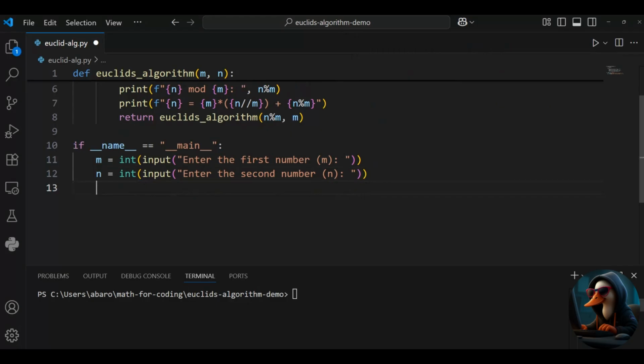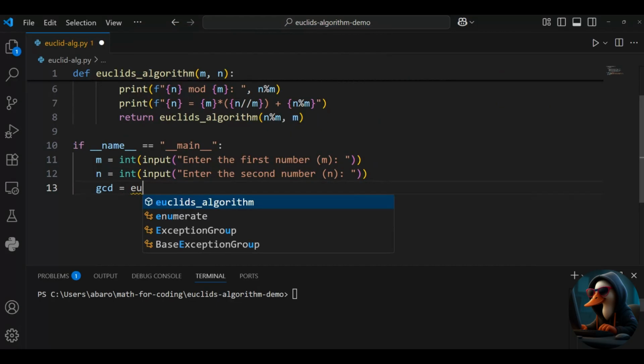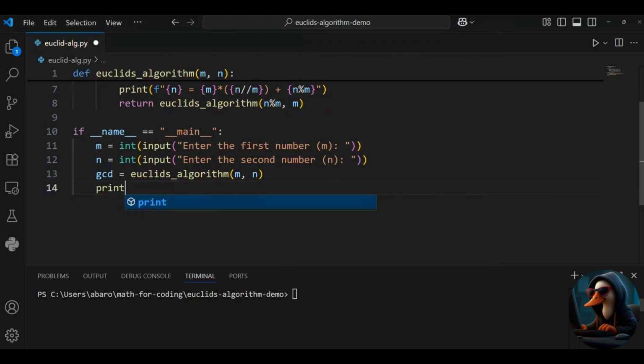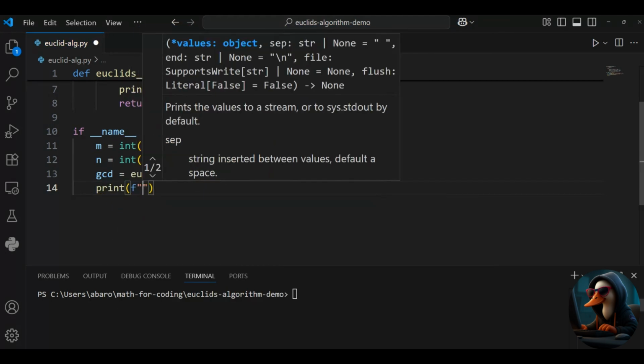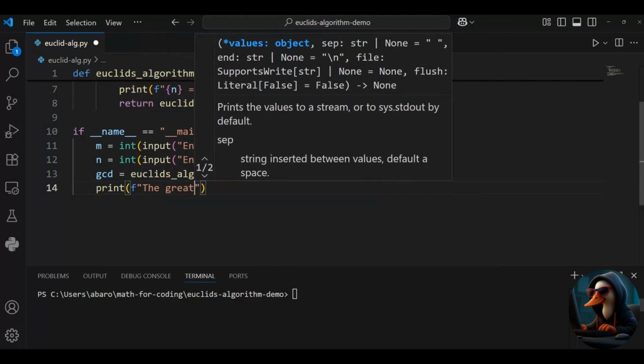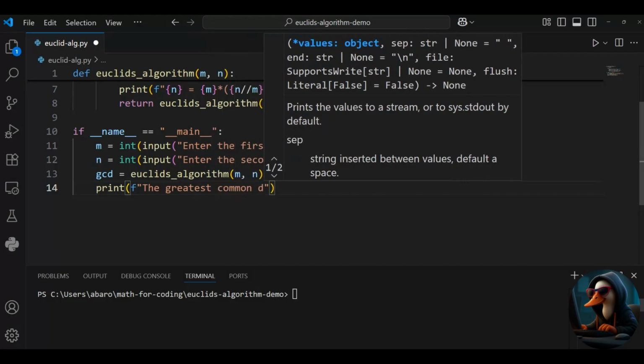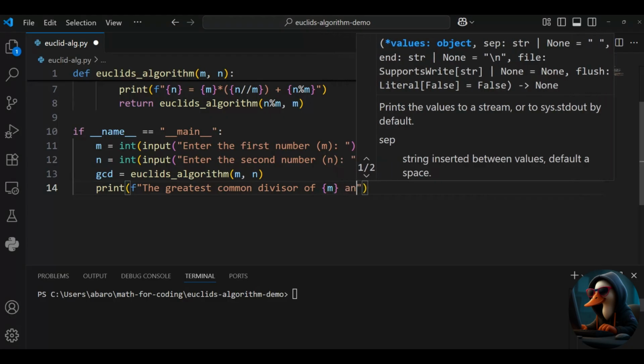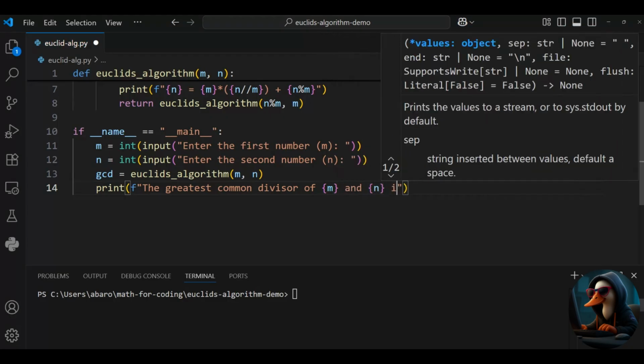Okay, and I'm going to assign that to a variable called GCD, and I'm just going to get that from calling the algorithm, passing in m and n as my arguments at that point, and I'm just going to print the result. So I'm just going to say, with an f-string, the greatest common divisor of m and n is, and we'll just show the variable we assigned, GCD. All right, there we go.